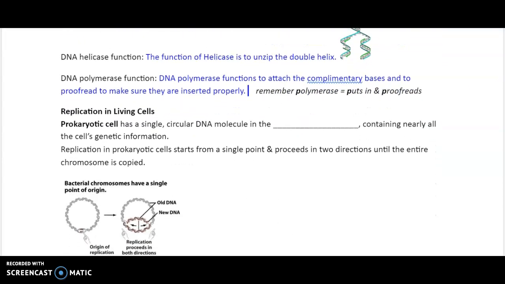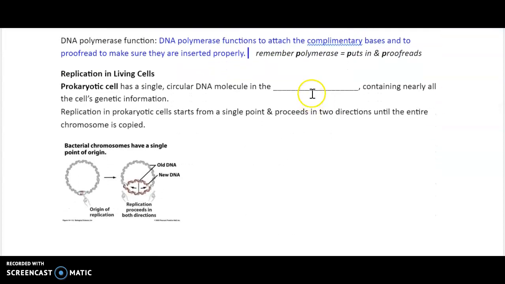So replication in live cells. Prokaryotes have a single circular DNA molecule. Okay, so pro means no. So prokaryotes, those are bacteria cells. Remember, all prokaryotes that we know about are bacteria cells. So pro means no, and that's no nucleus and no membrane-bound organelles. There's no ERs and Golgis in prokaryotes. They're simple, that's why they can divide so quickly.